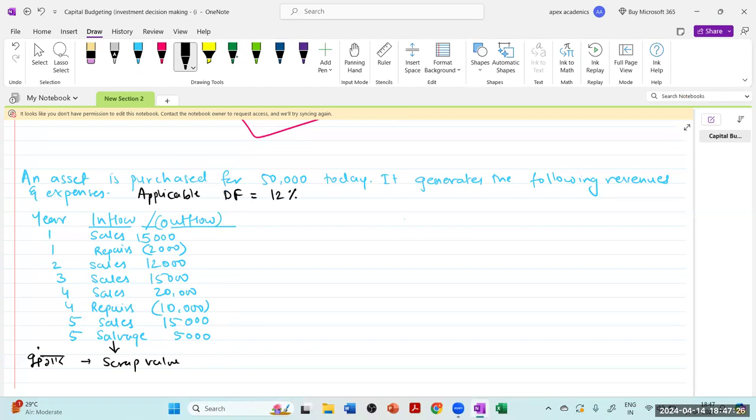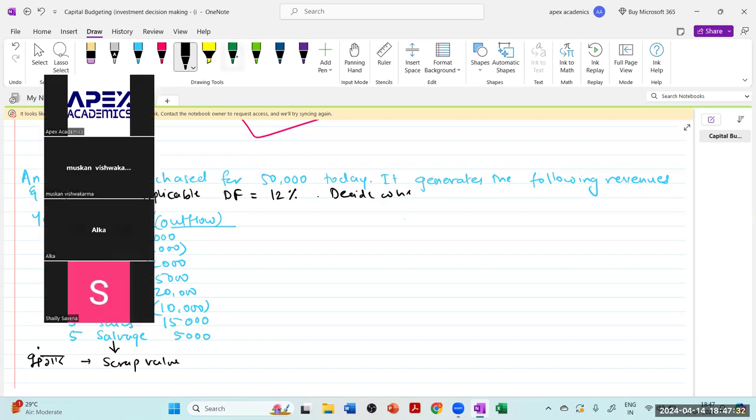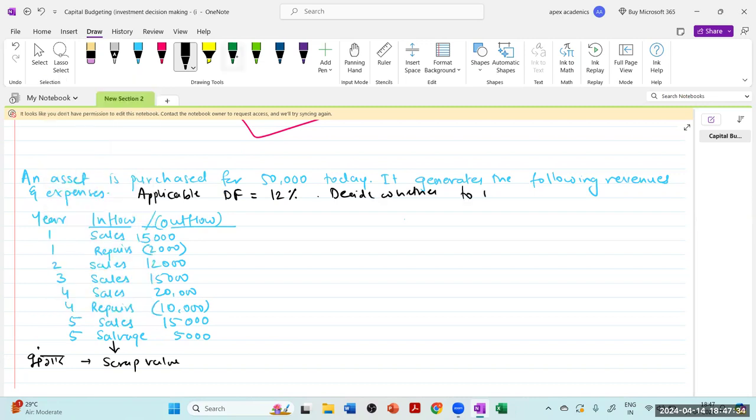The applicable discount factor is 12%. Now decide whether to buy or not. Right? So the black ones are the answers, the calculations. The blue one is the question. Now the discounting factor is at the rate of 12%.